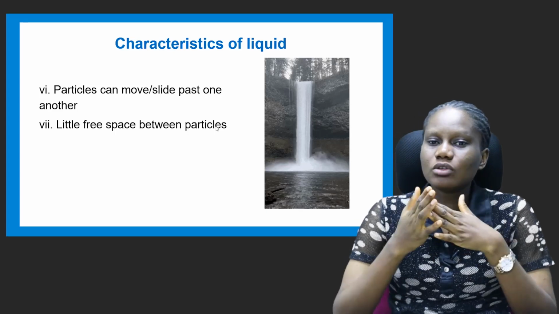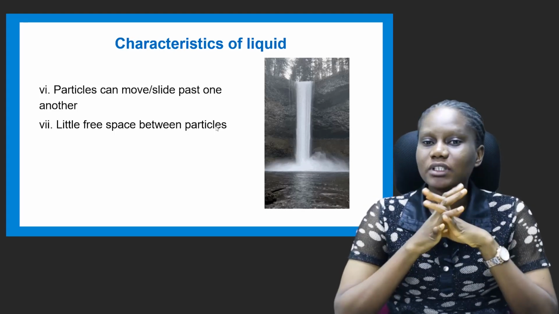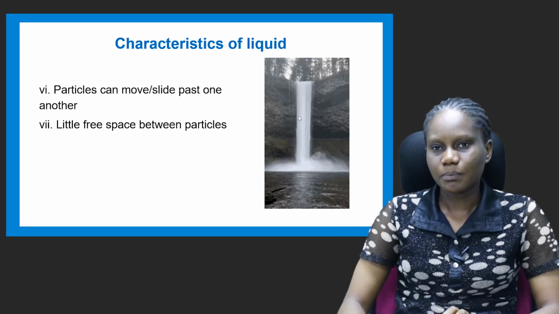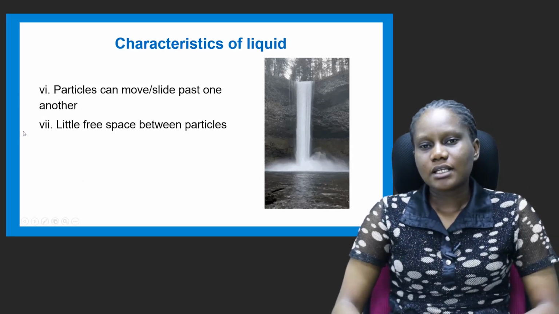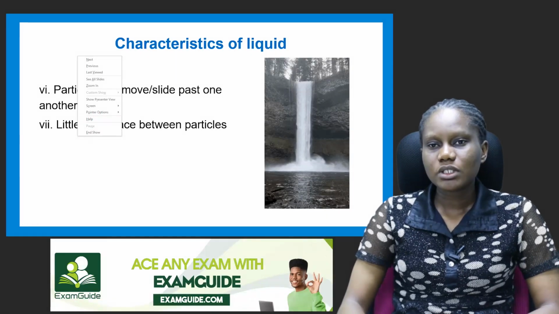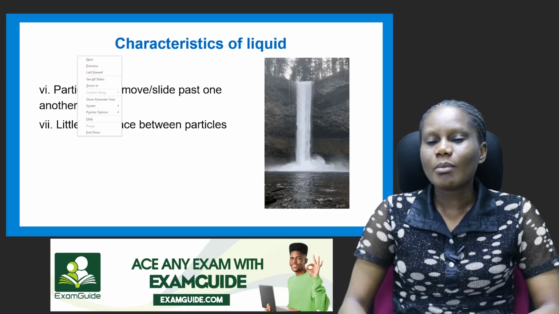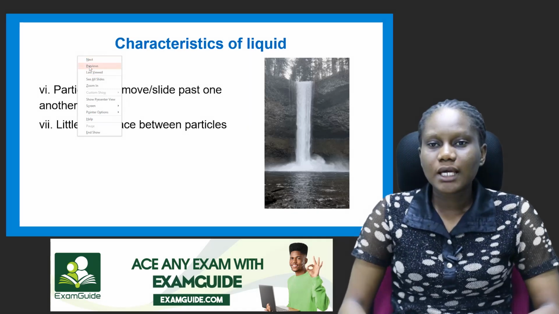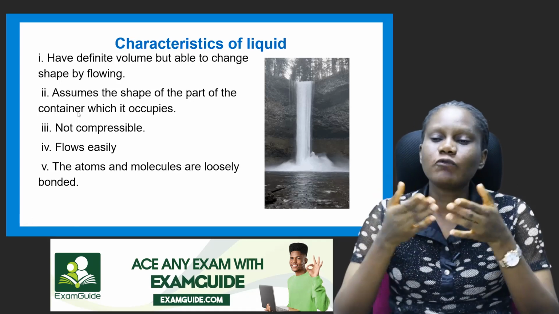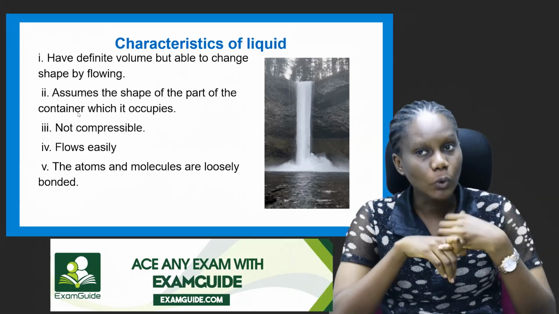So number 7 is they have little free space between particles. As I earlier said, for the liquid, you can see their characteristics over here. So anytime you come across any matter and you want to be sure if it's liquid or not, you check: does it flow?